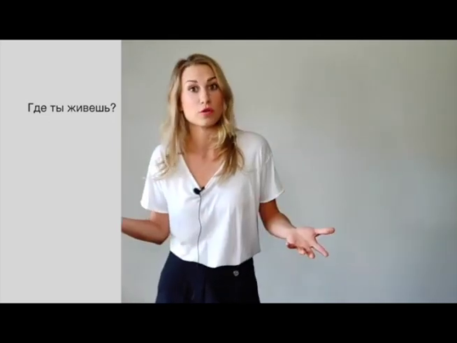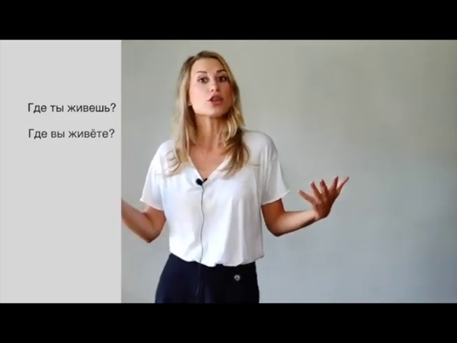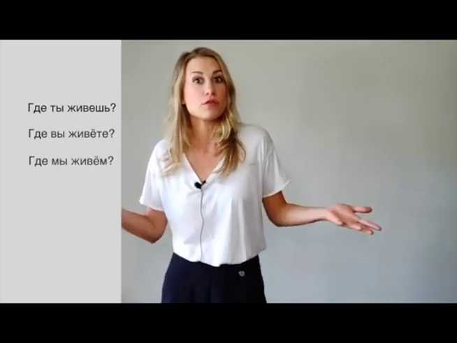So we can say где ты живешь? Где ты живешь? As a question, or где ты живешь as a statement, but it's a question. So где ты живешь? Or где вы живете? Где вы живете? Or где мы живем? Где мы живем? Где они живут? Где они живут? So you can practice these 4 questions with the conjugation that we just learned. Где ты живешь? Где вы живете? Где мы живем? И где они живут?